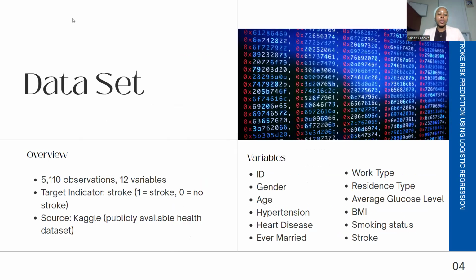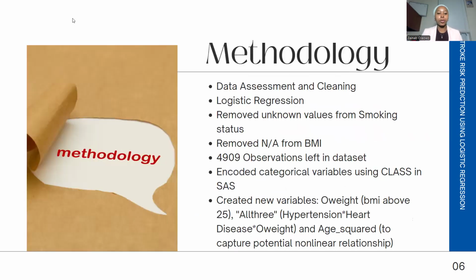My data set was gotten from Kaggle.com. It's a publicly available health data set, and we had about 5,110 observations in that data set. These are the variables as listed: age, hypertension, heart disease, whether being married or not, smoking status, and stroke. People that have stroke or not are also shown in there. Our target indicator, our outcome of interest, is stroke, being 1 for people that have stroke and 0 for people that do not have stroke.